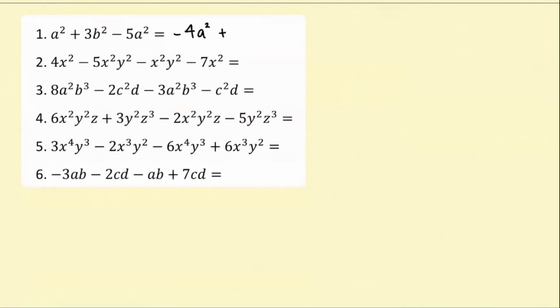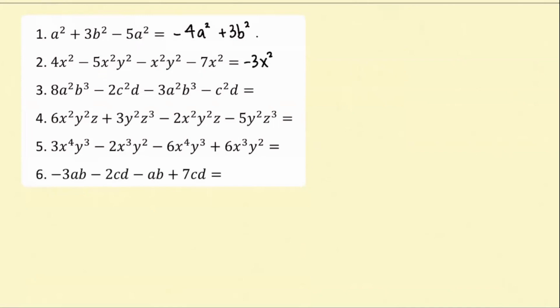And then the 3b squared, we can't do anything, so just leave it be. That's your final answer. Negative 4a squared cannot plus with 3b squared. Right, so for question number 2, for x squared minus 5x squared y squared minus x squared y squared minus 7x squared. So who can be done with who? Only those with the same unknowns can be done together. Okay, so for x squared can only minus 7x squared, right? Because their unknowns are exactly the same.